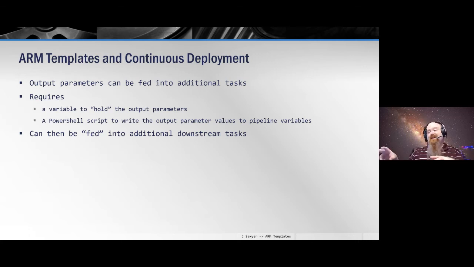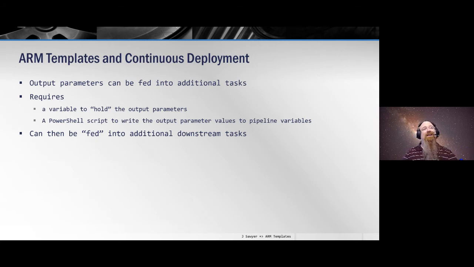And so this is actually pretty useful for us. In our case, that function app and the name of the function app, well, I need that to actually deploy my function app to the function that I just created. So I don't know what the name is. That name is created inside the ARM template itself. So I use that as an output parameter.